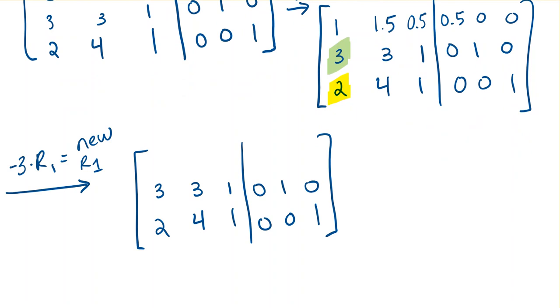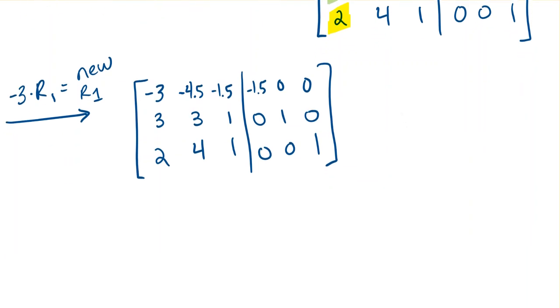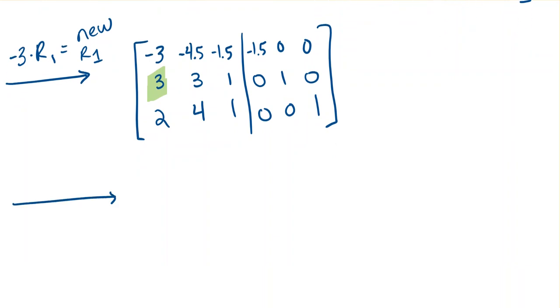Work through that, pause the video on your own time, and then we'll check our solution together. -3 times row 1 will give us -3, -4.5, -1.5, -1.5, 0, and 0. Our next step, since we would like this entry to become a 0, is we can find that by adding row 1 plus row 2, and that will become our new row 2.